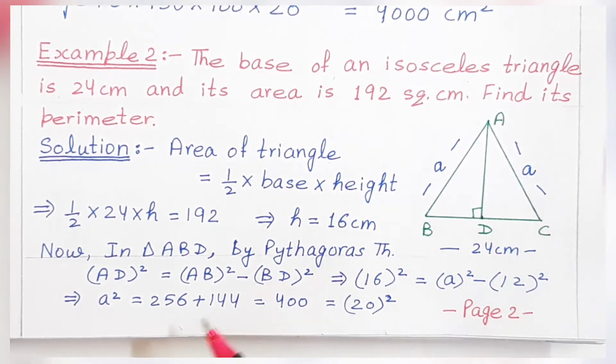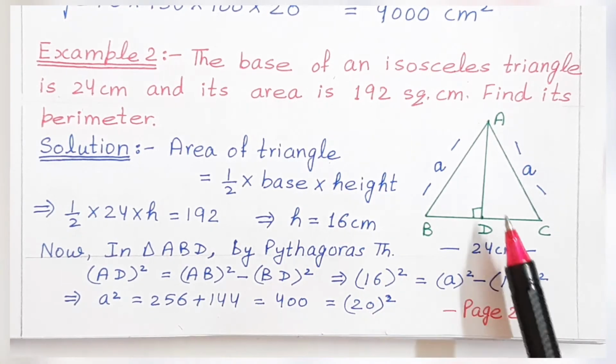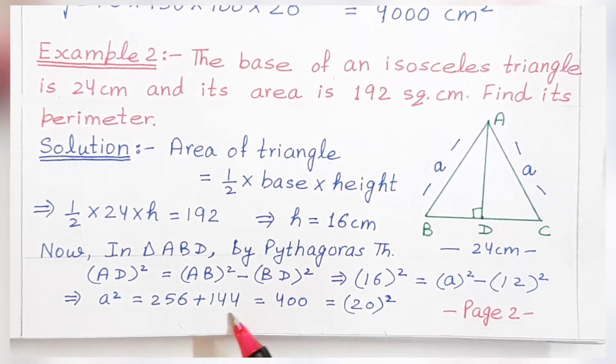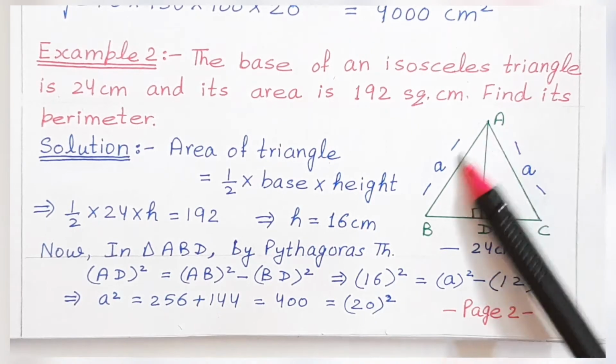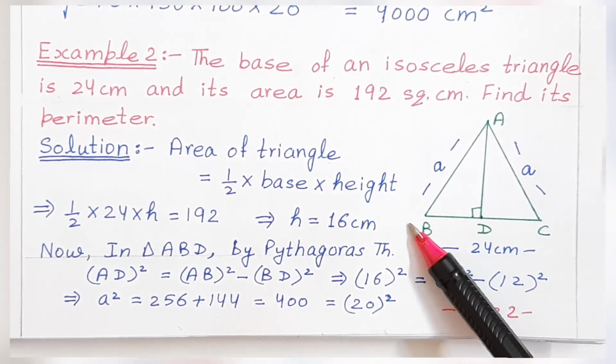That is 256, and 12 square is 144. So 256 plus 144 is 400. So that means the value of A is 20. Is it clear to everyone? So therefore AB is 20 centimeter.